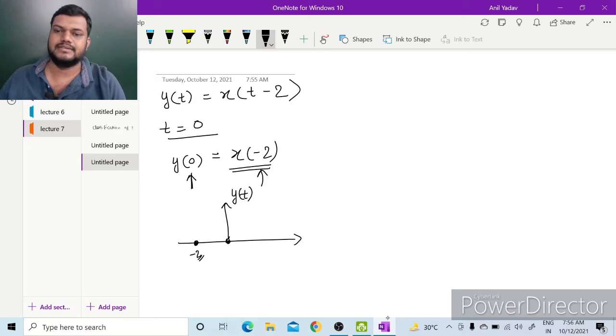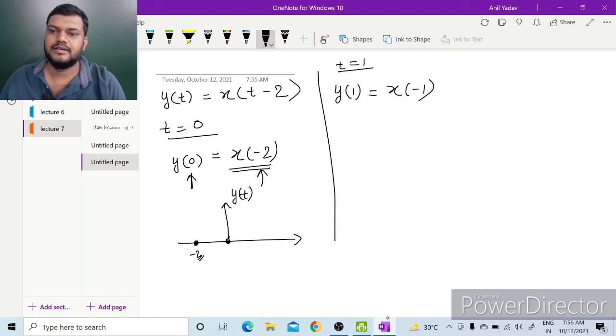Okay, let us check with a positive value. y(1) will be x(minus 1). This is at t equal to 1. Again, the value of output at t equal to 1 is depending on input at t equal to minus 1. Again, by seeing these two values, we can say the system is dynamic.